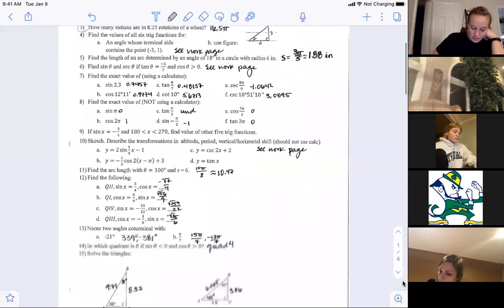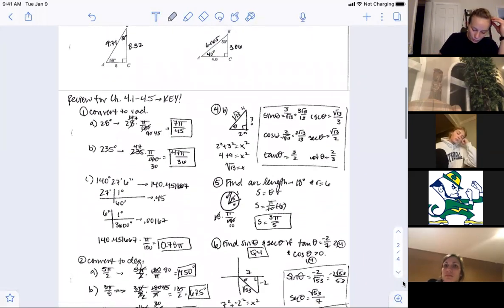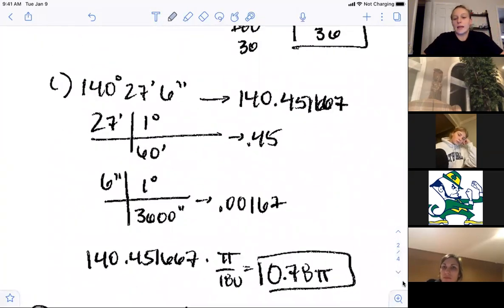Okay, so C on number 1, I'm going to come over here to where I have work. Before we can do anything for C on number 1, we have to make sure that it's all in decimal and not minutes, seconds. So I had to do 27 minutes times 1 degree over 60 minutes. And then I had to do 6 seconds times 1 degree divided by 3,600 seconds. I divided it wrong. That's the problem. Okay, I'll do it and then I'll come back if it's still not right.